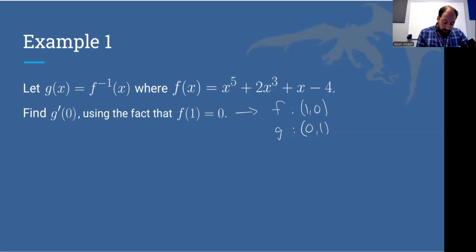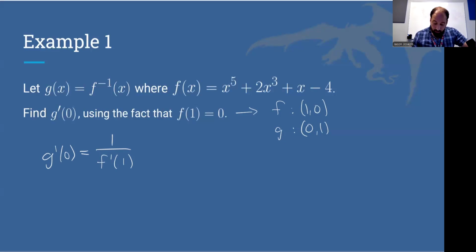So what that theorem says is that g prime of 0 is going to be 1 over f prime of 1. I have to switch my A and my B for the inverse function.